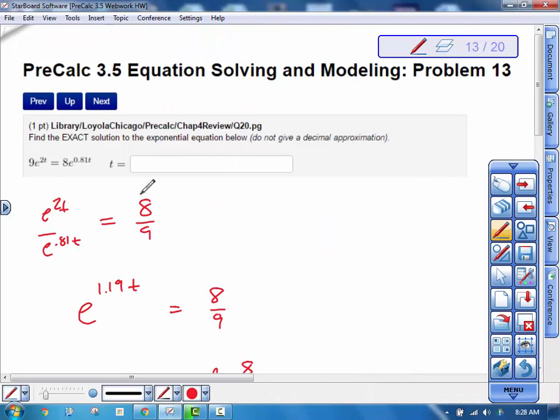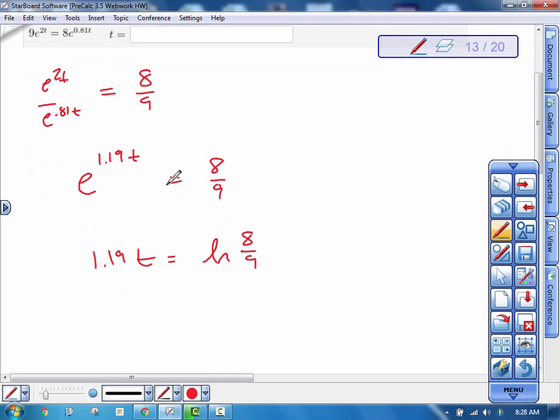And an easier way to do this probably is to divide both sides by 9, and then divide both sides by e to the 0.1t, so you get this equation. And then when you have like bases, you can subtract the exponents, and then you can change this into log form. Natural log base e of 8 over 9 equals the exponent, or take the natural log of both sides and then divide both sides by 1.19. So that's probably even an easier way to do it. But that's what I'm getting, so hopefully that works and works out.